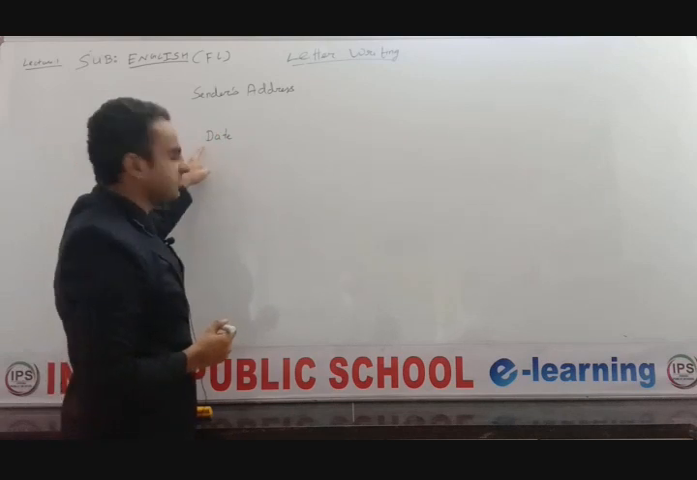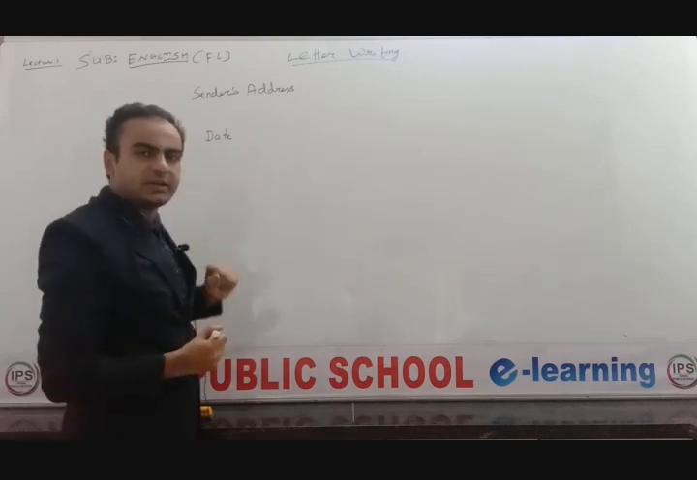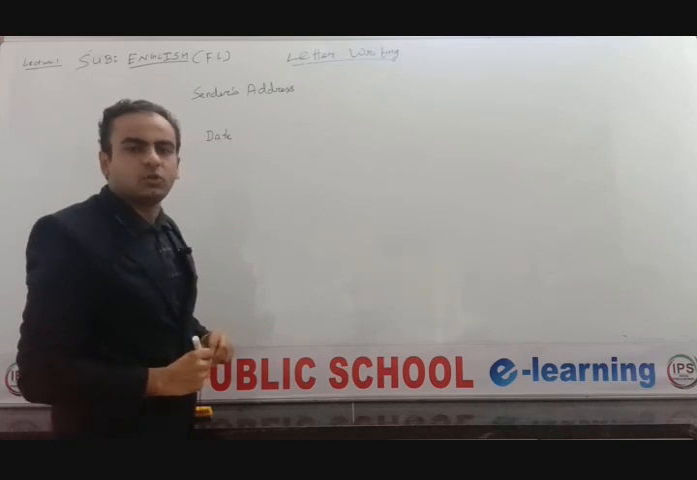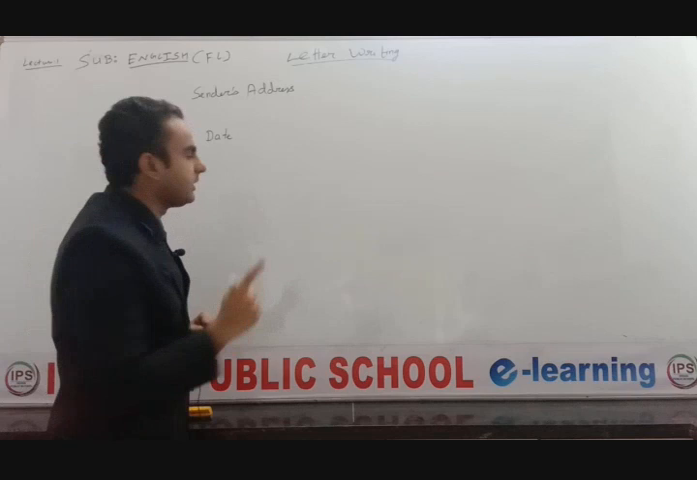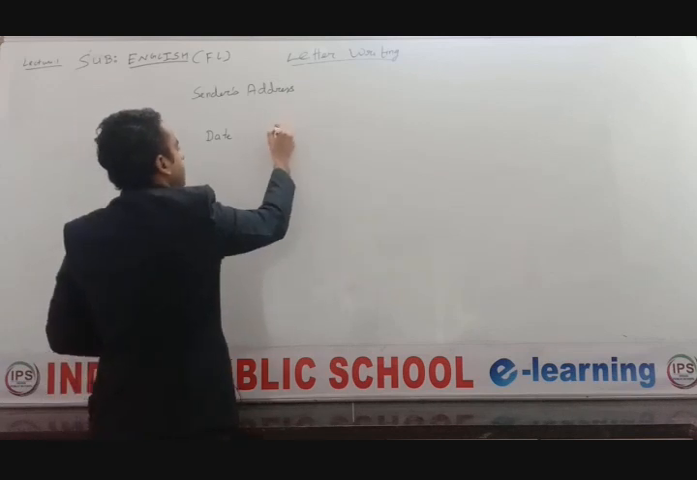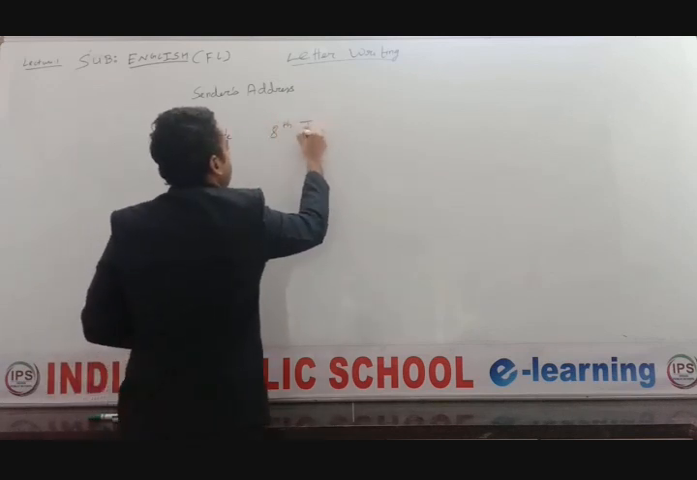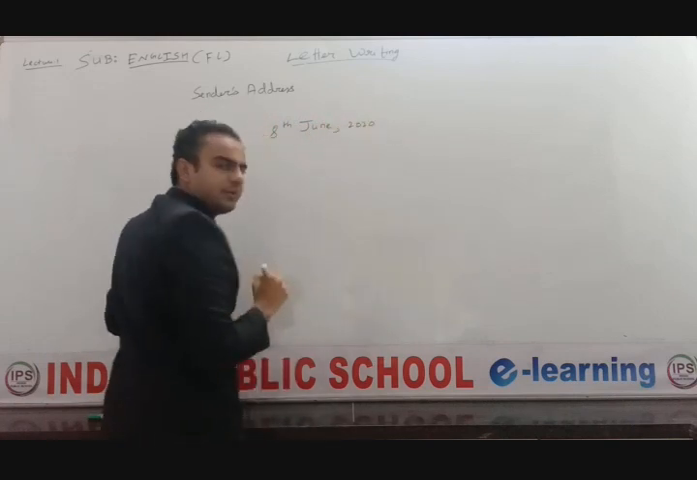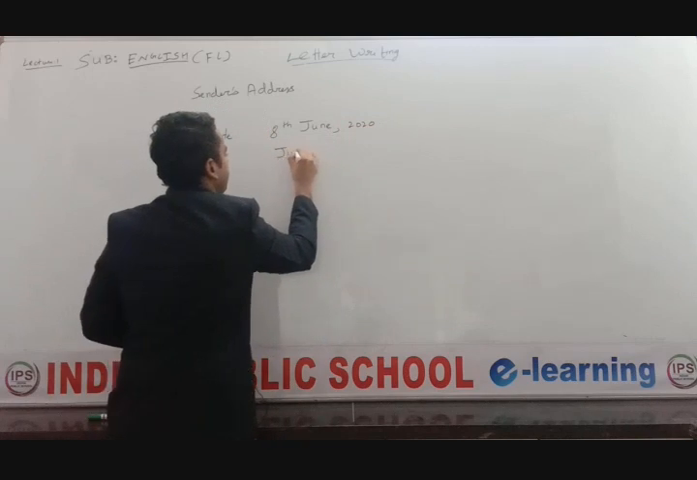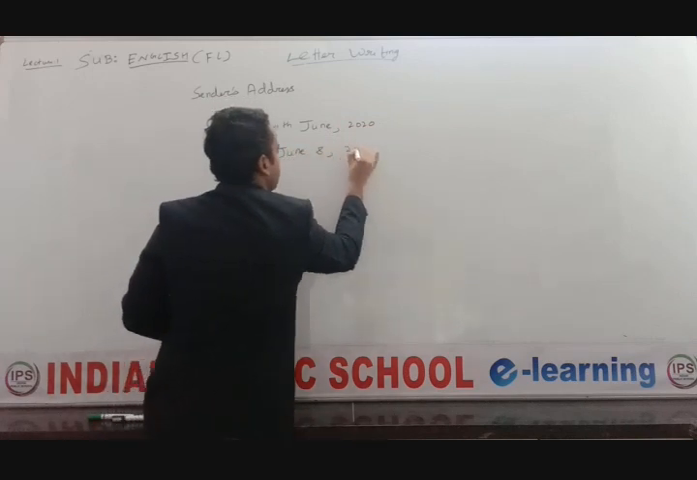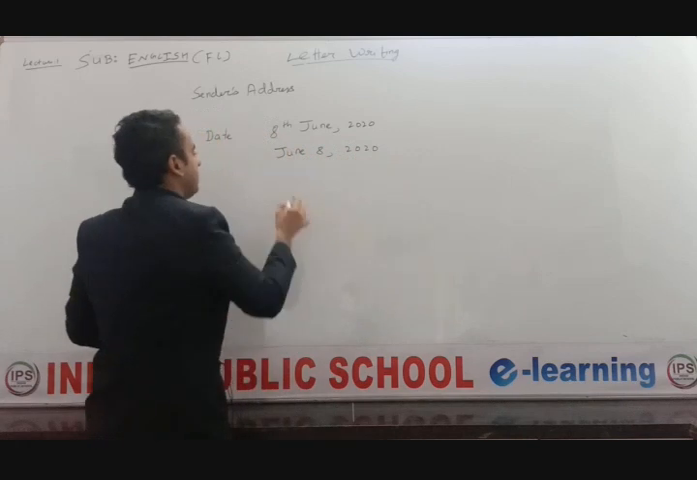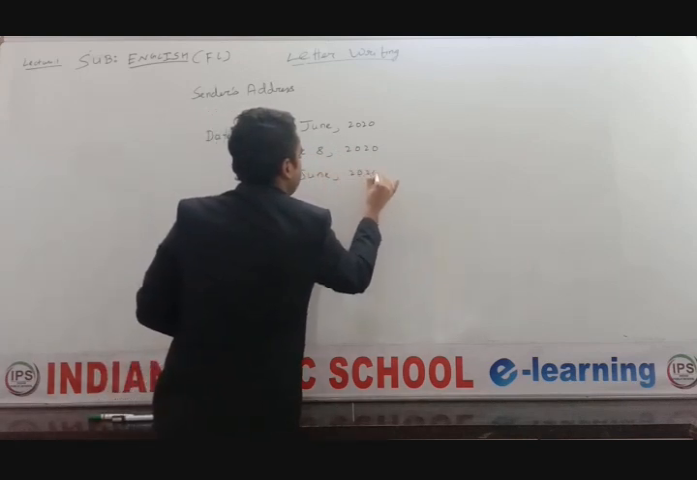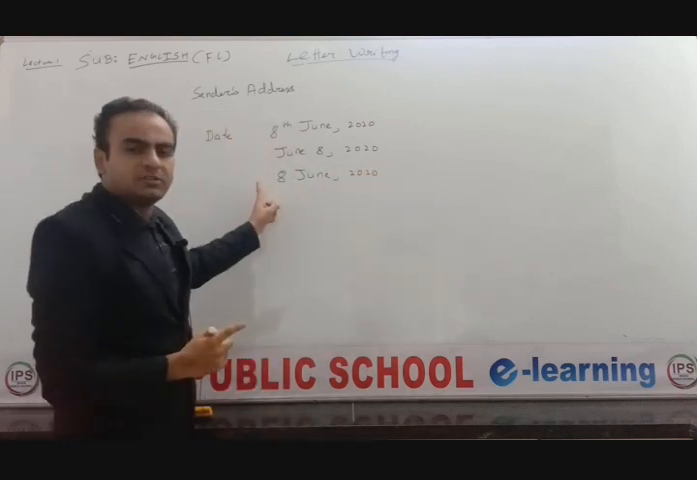You do not need to write the word DATE. Just write the date. There are 3 ways to write a date in the CBSE NCERT curriculum that you are following. The first, for example, today is 8th June, so 8th June, 2020. The second way, June 8, 2020, and the third way, 8 June 2020. Use only these 3 formats.